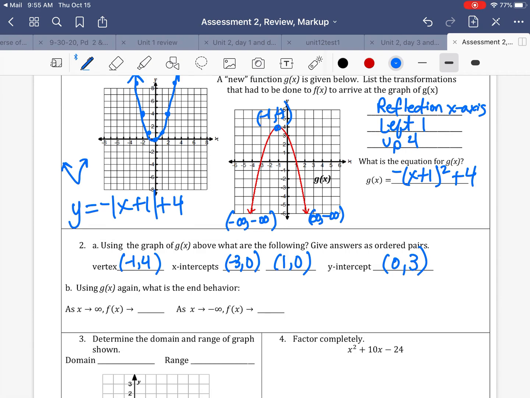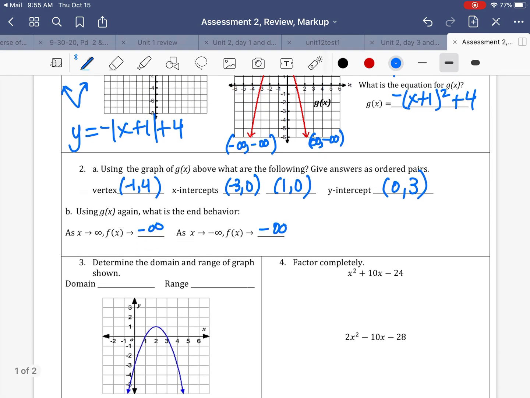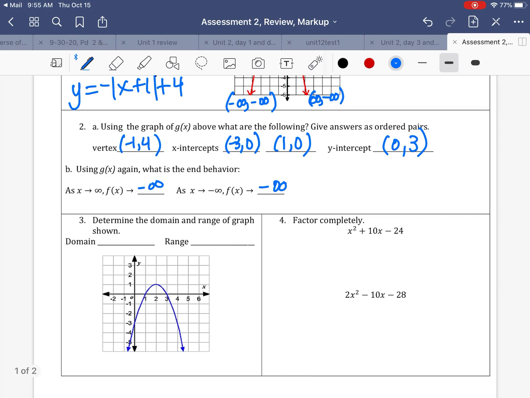So when x is infinity, y is negative infinity. That's this piece right here. When x is negative infinity, well, y is negative infinity. All right, so basically you just kind of feel it and you're like, oh, they're both going down. Let me say negative infinity. All right, here I need domain and range.